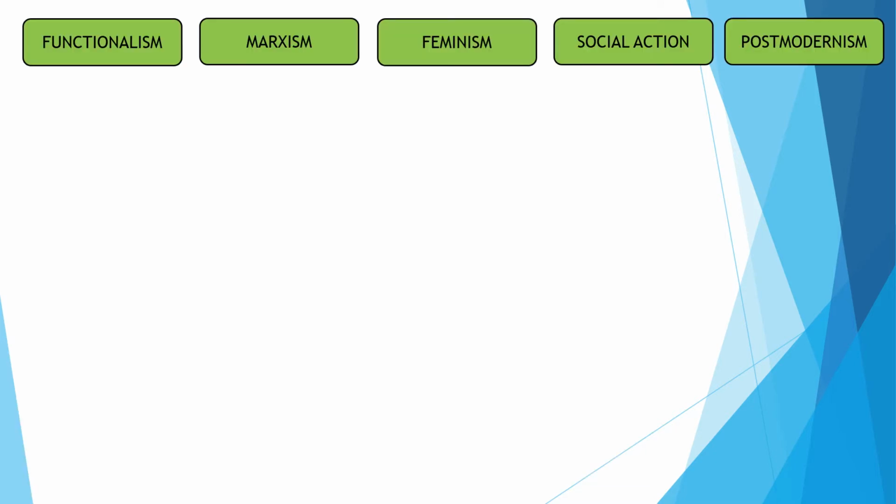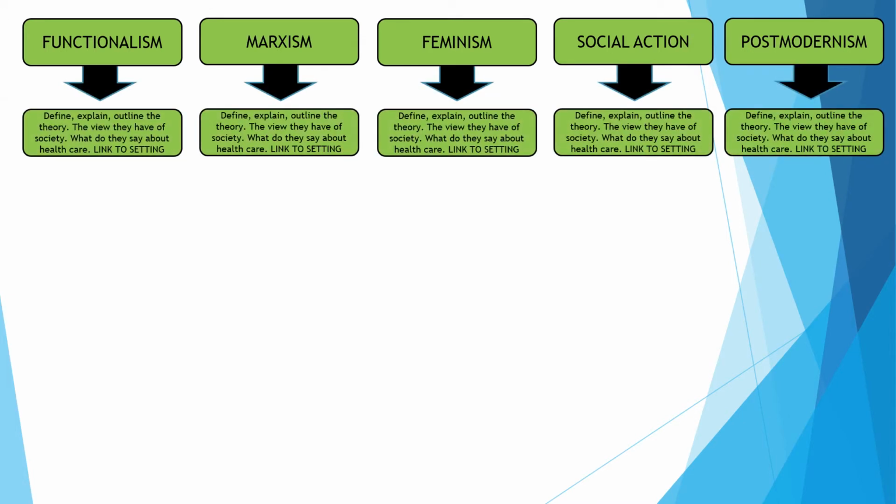So if we were going to look at a rough structure, a way we could start off with this theory. So you've got the 5 theories we've looked at: functionalism, Marxism, feminism, social action and postmodernism. Now, one of the things you could do to begin with is, with each theory, define it, explain it, outline what they think, what do they say, what do they think about the healthcare system, and how does that relate to your setting. That would be ticking off the pass criteria. What's the theory? View of healthcare, link it to your setting.